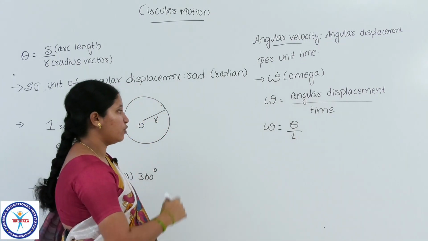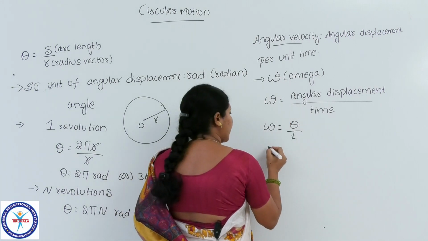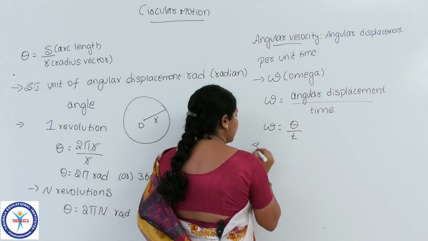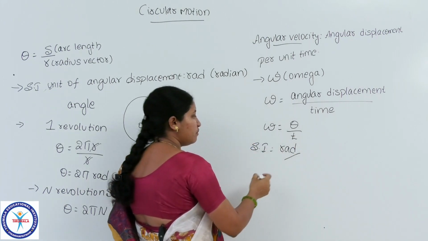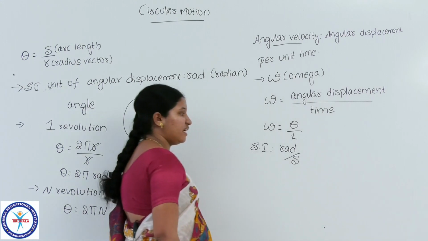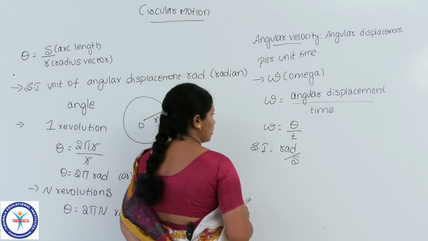So let us derive the unit for omega. What is the SI unit of angular displacement? Radian. And what is the SI unit for time? Second. So radians by second is the SI unit of angular velocity.